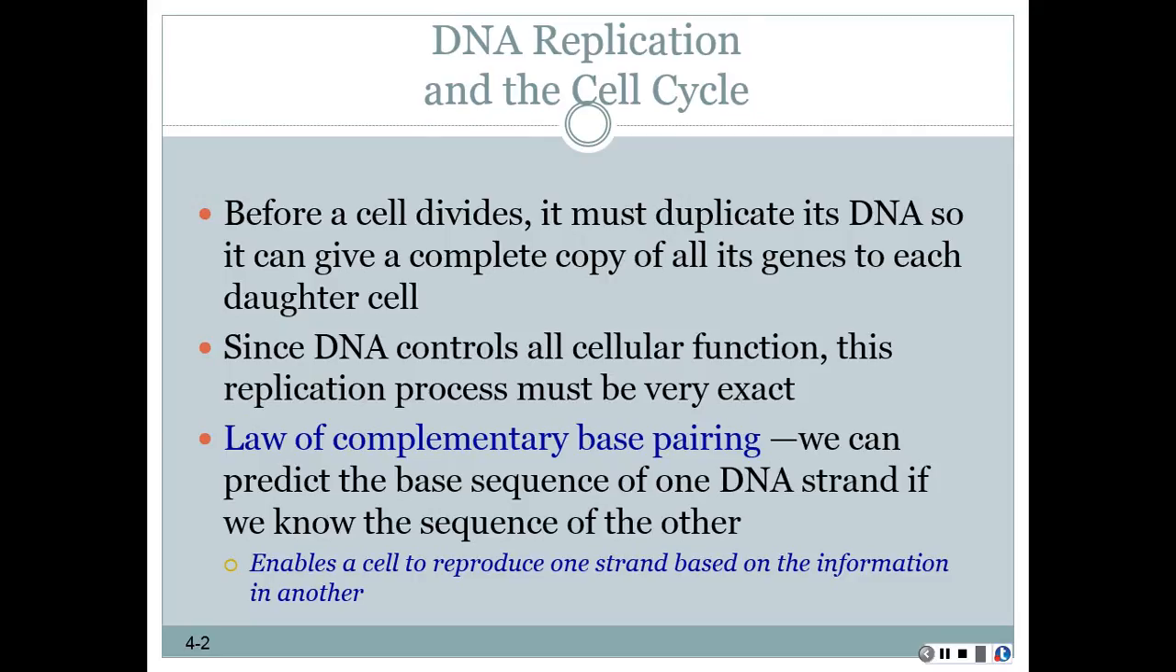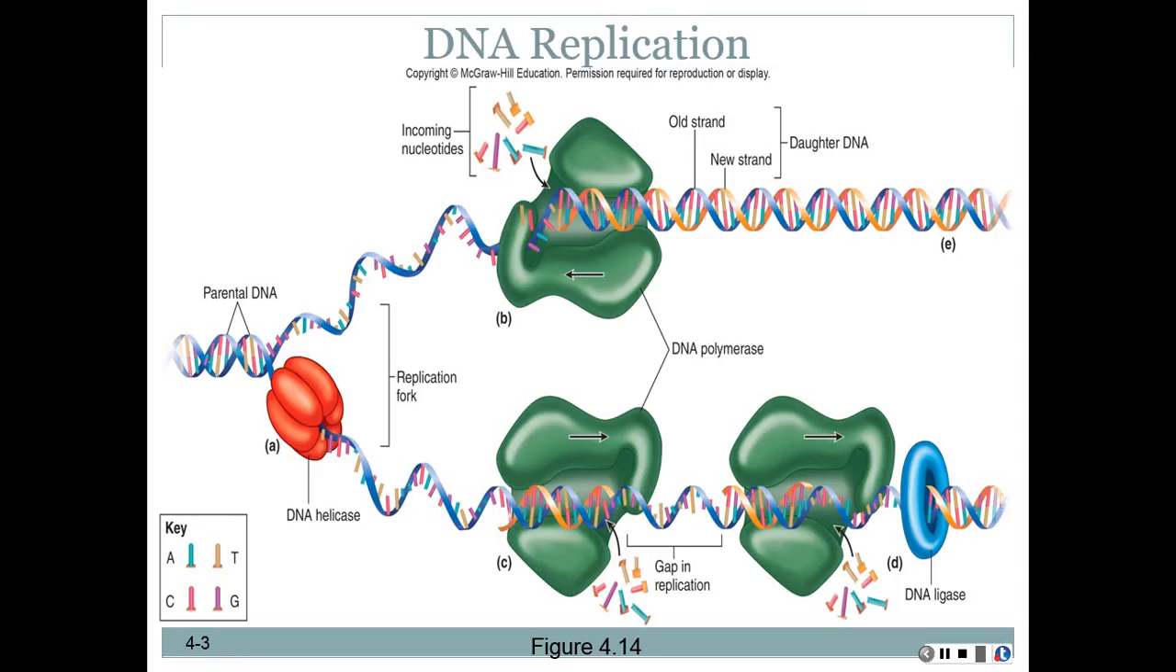Now, we already went over the law of complementary base pairing, where we predict the base sequence of one DNA strand if we know the sequence of the other. And it enables a cell to produce one strand based on the information in another. Now, when it comes to DNA replication, we're going to go through a number of steps.